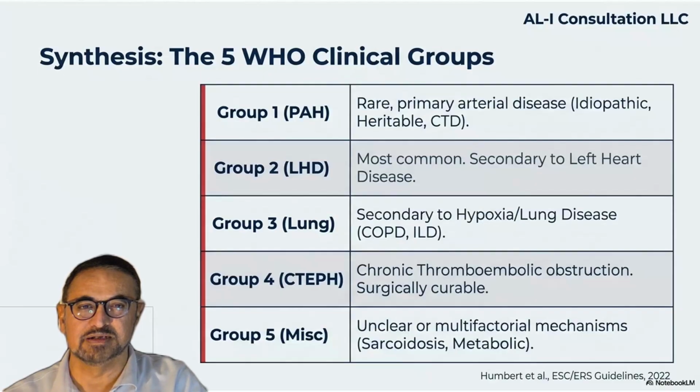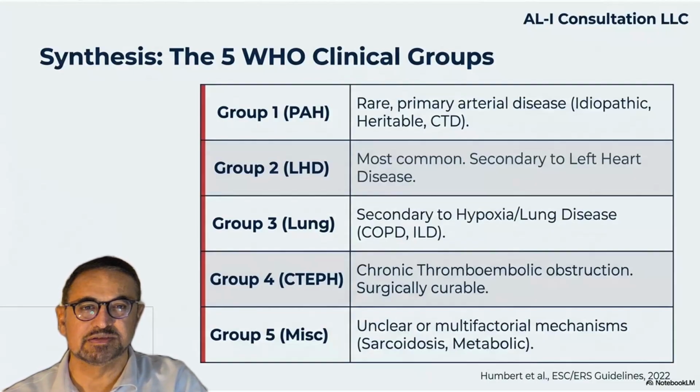Group 3 is due to lung disease or hypoxia, such as COPD or interstitial lung disease. Group 4 is chronic thromboembolic pulmonary hypertension, or CTEPH, and is especially important because it may be surgically treatable. Group 5 includes multifactorial or unclear causes.